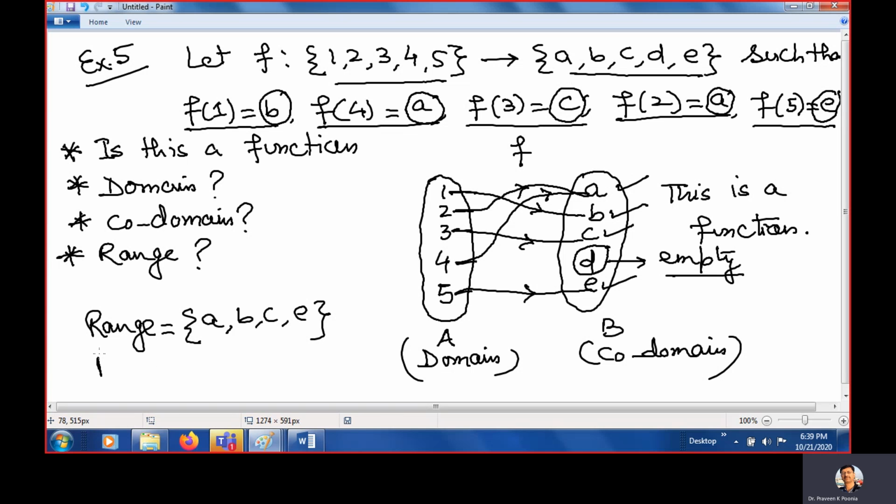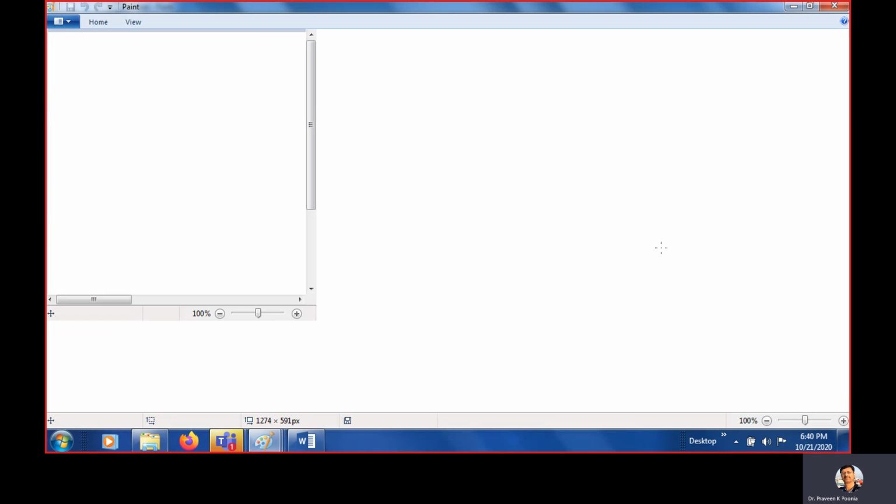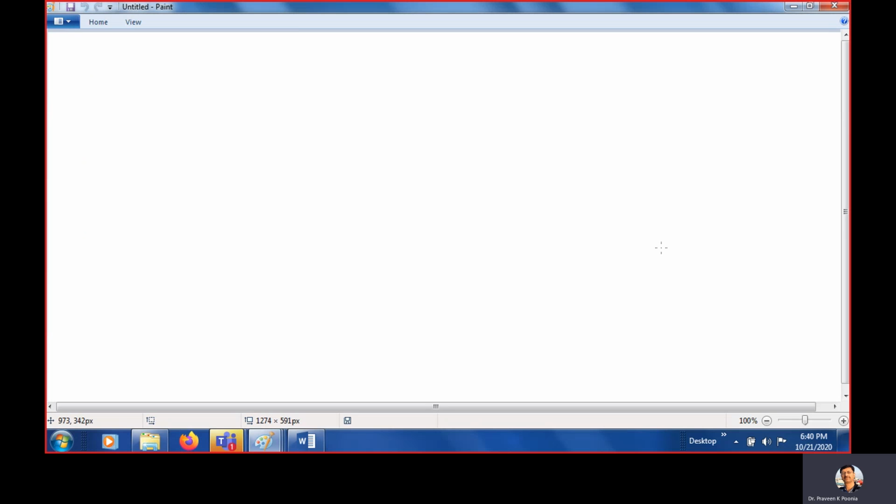Clear? That's why the range is not equal to the codomain. Clear? If the range is equal to the codomain, then the function will be onto. That we will study in the fourth lecture. What is an onto function? Clear? So, till now, the range in this case is not equal to the codomain. Clear? So this is the range. Okay.